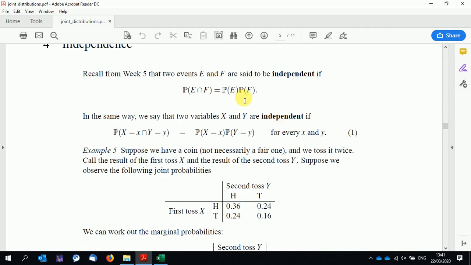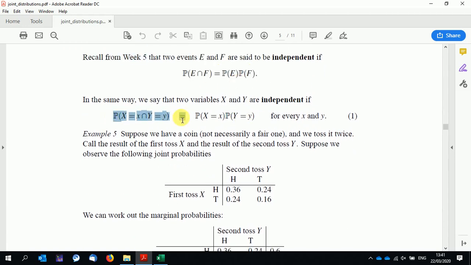Independence, now this is one result that you've seen before. If two events are independent, for example E and F, then the probability of E intersection F is the same as the probability of E times the probability of F. We've done that in term one, and it's something that you've come across even way before you started your studies at Middlesex.